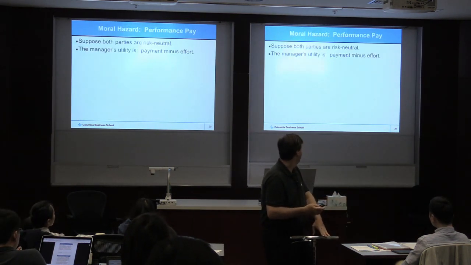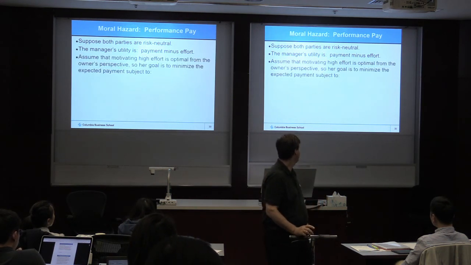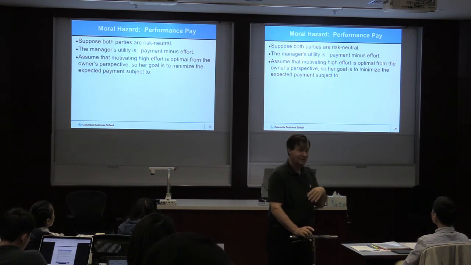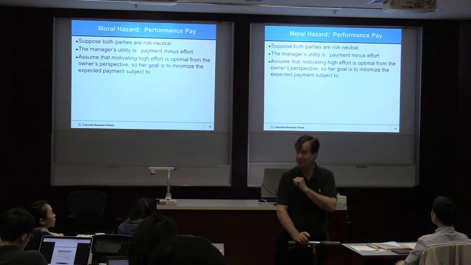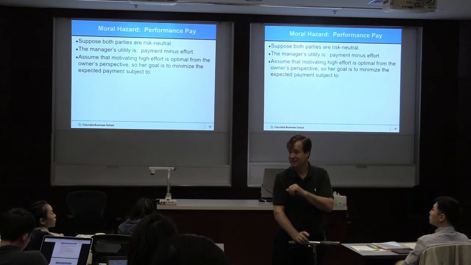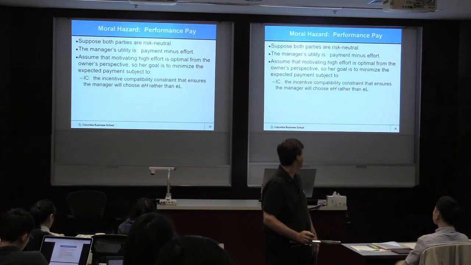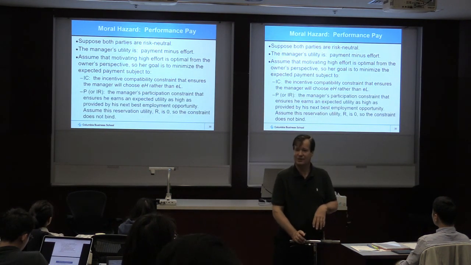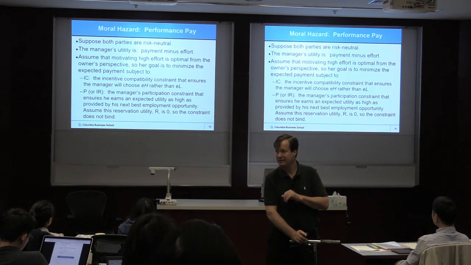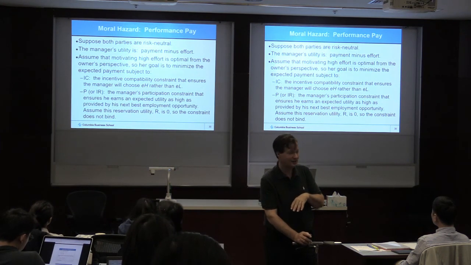Okay? And again, both parties are risk neutral. The manager's utility is the payment minus effort. And let's assume that motivating high effort is optimal. You can write down a condition where that's true in these simple one-period models and be sure that you've got it nailed down, so it's not a big assumption. But instead of writing that down, we're just going to assume here that high effort is optimal. And again, as I said, the participation or individual rationality constraint we're going to assume here isn't binding, whereas in the risk-averse model, typically we assume it is a binding constraint.